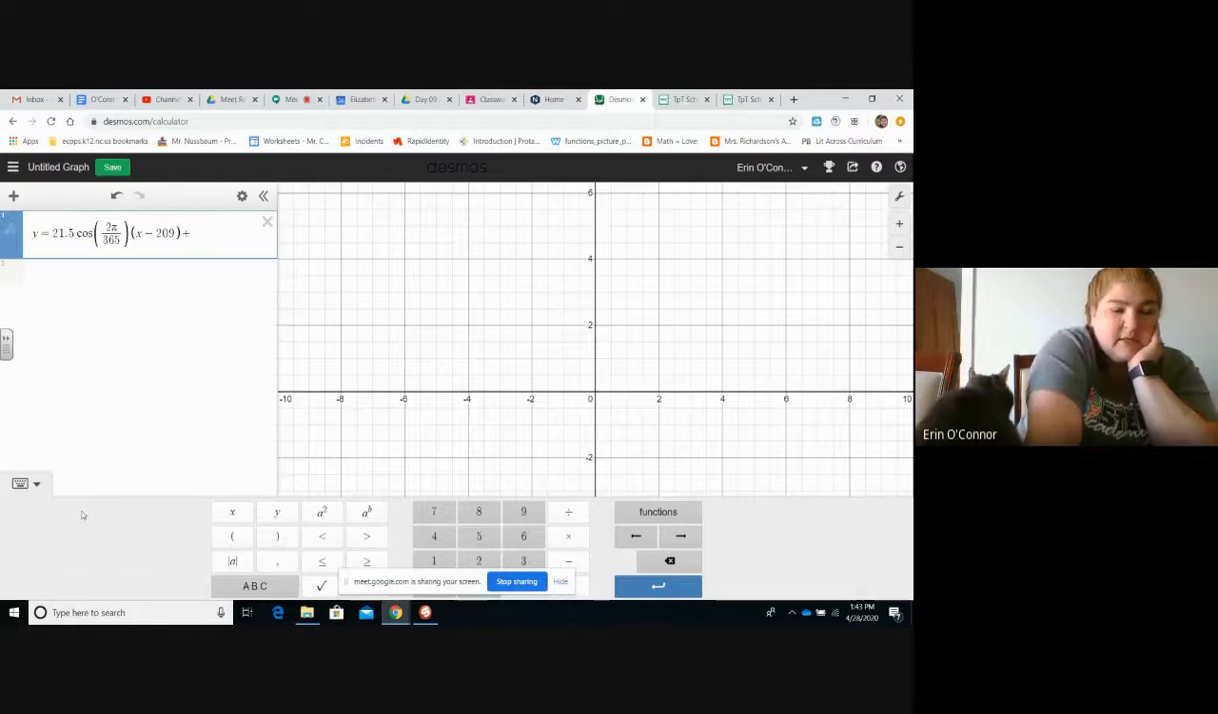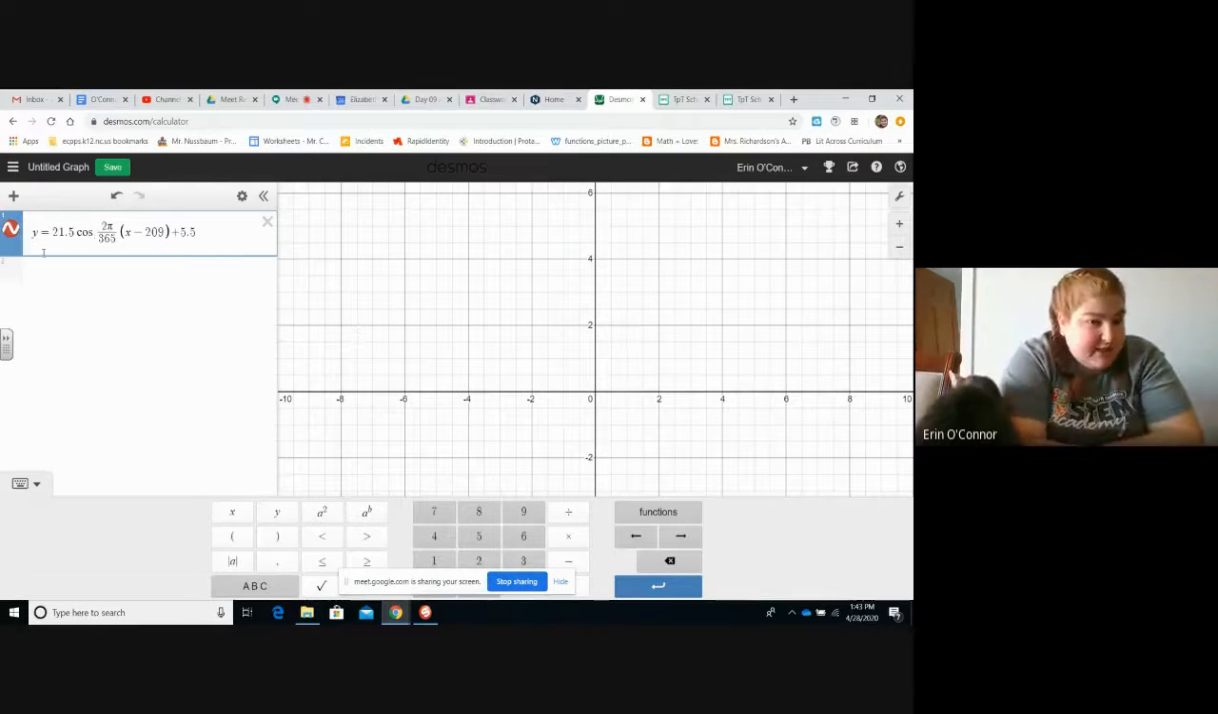plus 5.5. The reason this is having issues is because of these parentheses right here. So I'm going to take them away now, and we should be all good. Let's see, 21.5 cosine 2 pi over 365, x minus 209 plus 5.5.